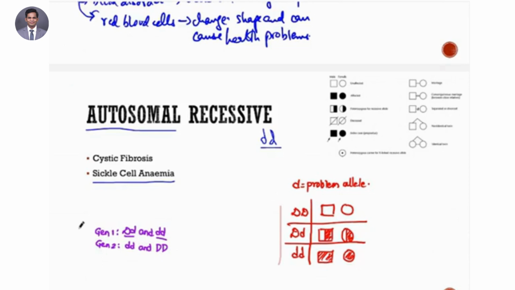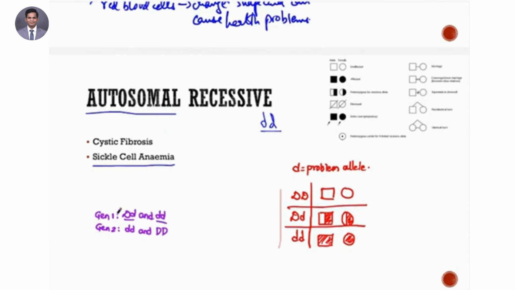So these two are not affected, despite the fact that they have a lowercase d. The capital D is going to override the lowercase d. It is going to overshadow it and dominate over it. Perfect. Shreya also says capital D is not affected, capital D lowercase d is not affected, and lowercase d is affected. Great. Wonderful. So you have Gen 1 and Gen 2.